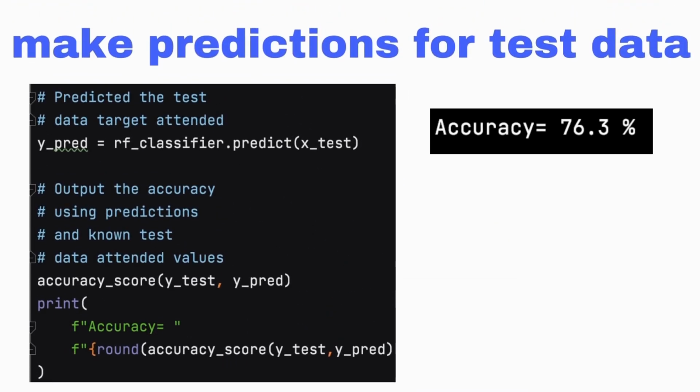I then use the accuracy score, passing in the model's predictions and the actual test values, and then print out the accuracy. So 76.3% of the random forest model's predictions were correct.